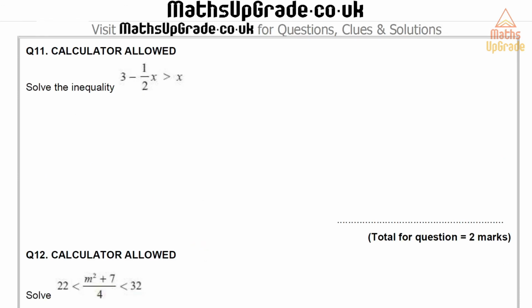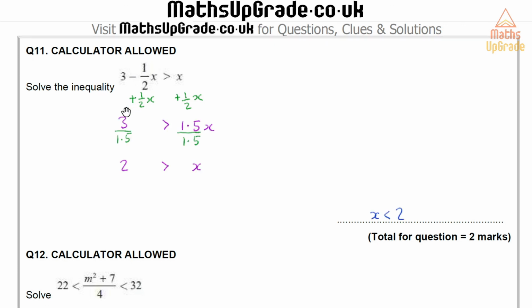In question 11, I need to solve this inequality for 2 marks. So I've got x's on both sides. I've got more on the right hand side. I've got 1x on the right hand side. I've got negative a half x on the left hand side. So I'm going to do the inverse of negative a half x, which is positive a half x. So I'm going to add a half x to both sides.